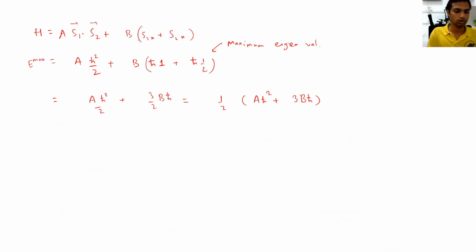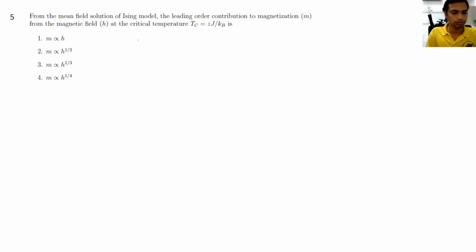Okay, so now let us go to the next question. From the mean field solution of Ising model, the leading order contribution to the magnetization M from the magnetic field H at critical temperature Tc is? The way we approach this problem is we have to start from the self-consistent equation of the Ising model.